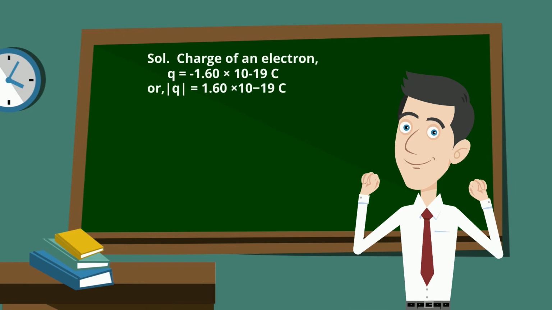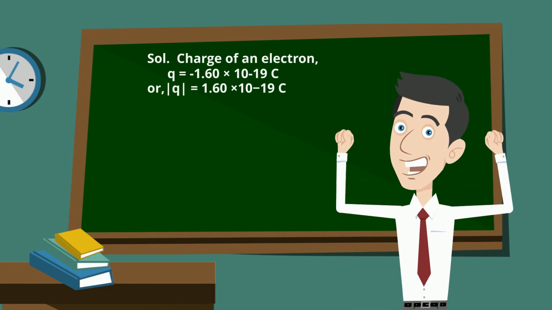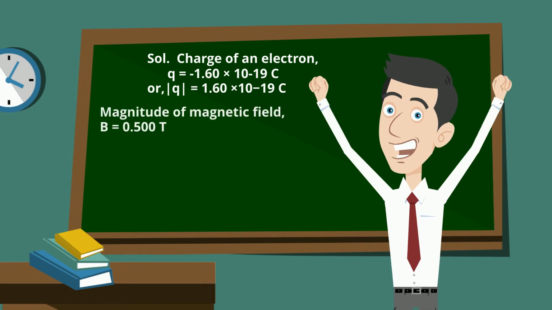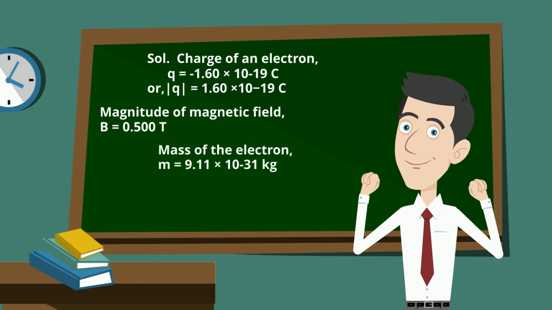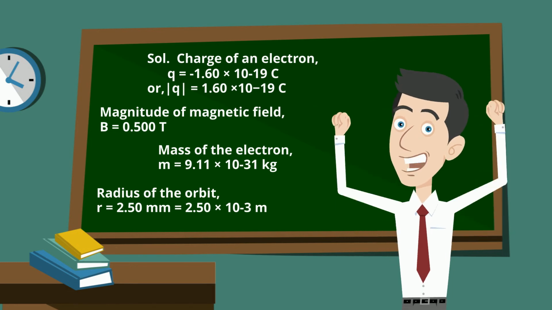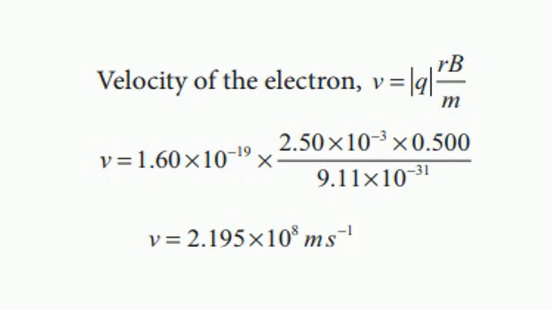Charge of an electron, Q equals minus 1.60 times 10 to the power minus 19 Coulomb. Magnitude of magnetic field, B equals 0.500 Tesla. Mass of the electron, M equals 9.11 times 10 to the power minus 31 kilogram. Radius of the orbit, R equals 2.50 millimeters equals 2.50 times 10 to the power minus 3 meters. So the velocity can be found by using the formula V equals Q multiplied by R, B slash M. Hence, after using simple calculations, we get the value of velocity V to be 2.195 into 10 to the power 8 meter per second.